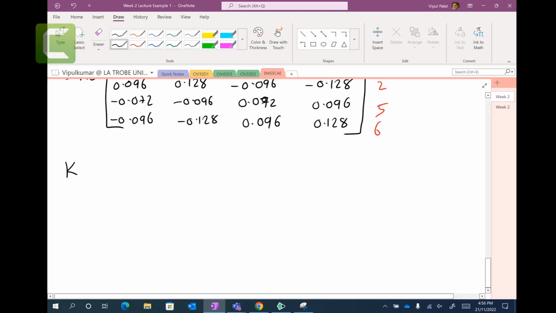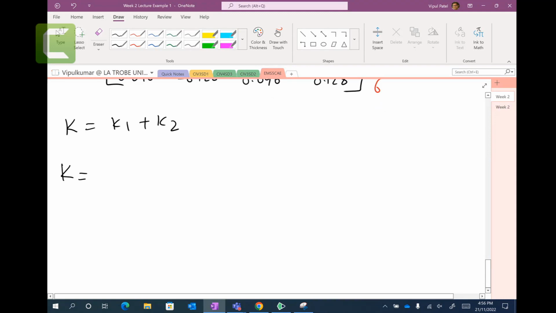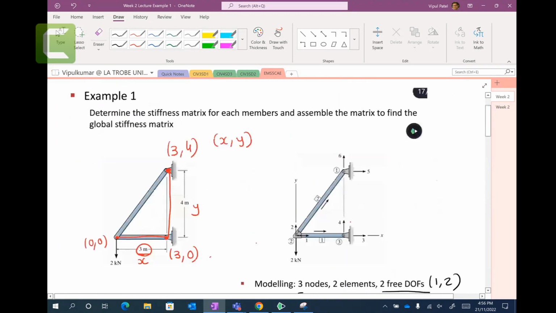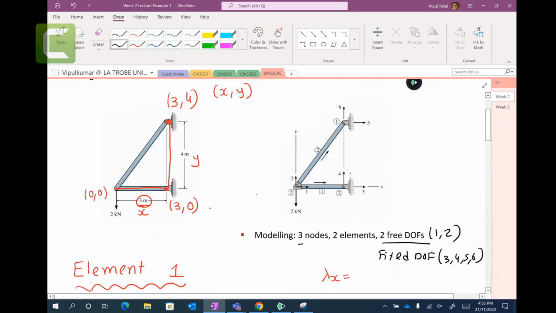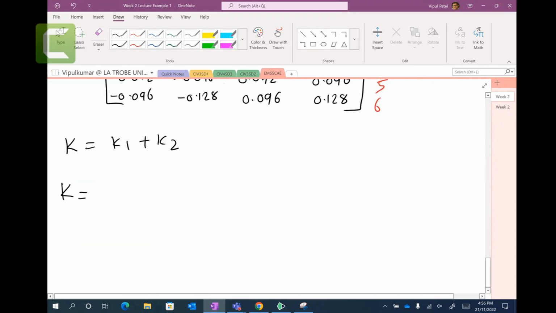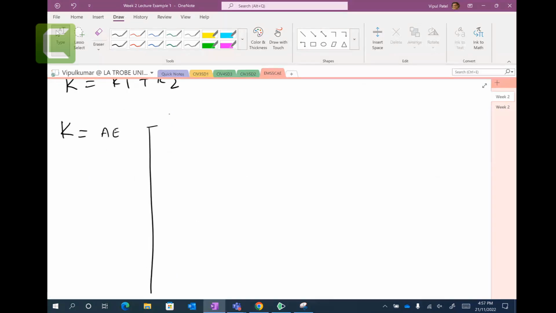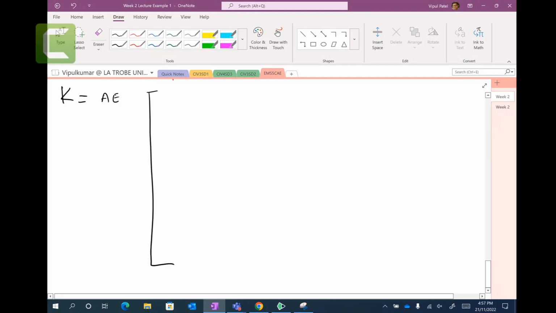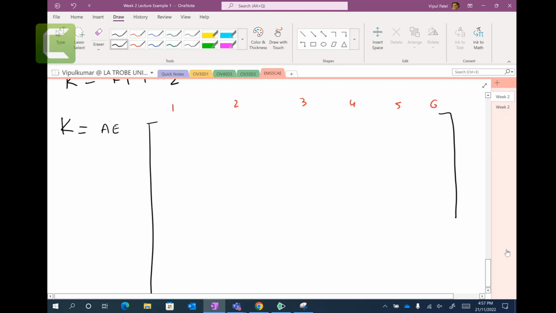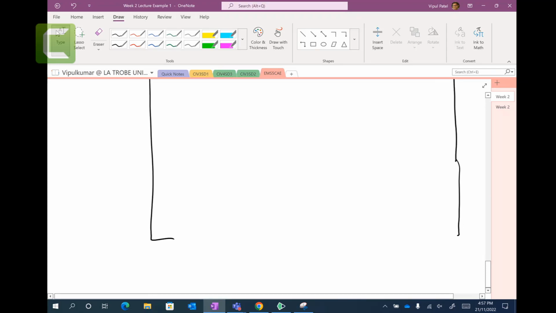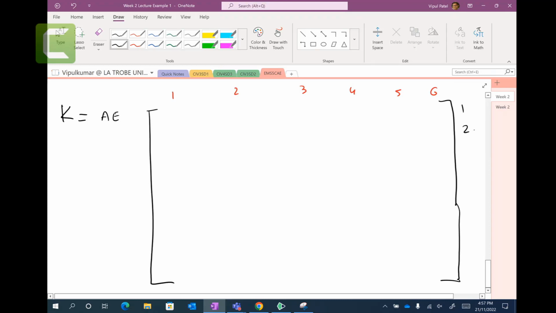K equal to K1 plus K2. And how big is the matrix? This depends on the number of total degrees of freedom. How many degrees of freedom do you have? 1, 2, 3, 4, 5, 6. So we need a 6 by 6 matrix. Let's say A is constant. We can have a 6 by 6 matrix, 1, 2, 3, 4, 5, 6, and 1, 2, 3, 4, 5, 6.